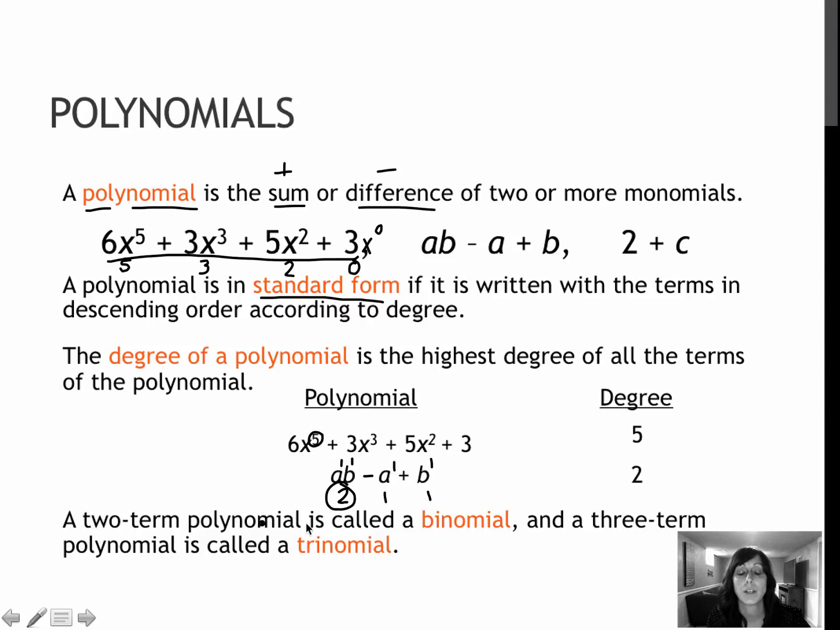A 2-term polynomial is called a binomial. If there are 3 terms, it's called a trinomial. In general, they're all called polynomials. So sometimes you'll hear me refer to them as a binomial or a polynomial. It's really all of the same thing.